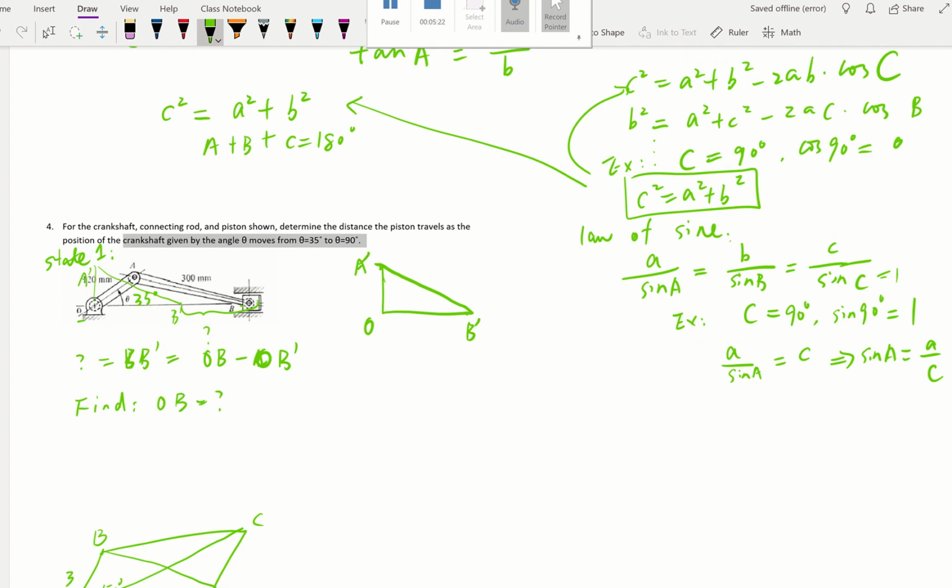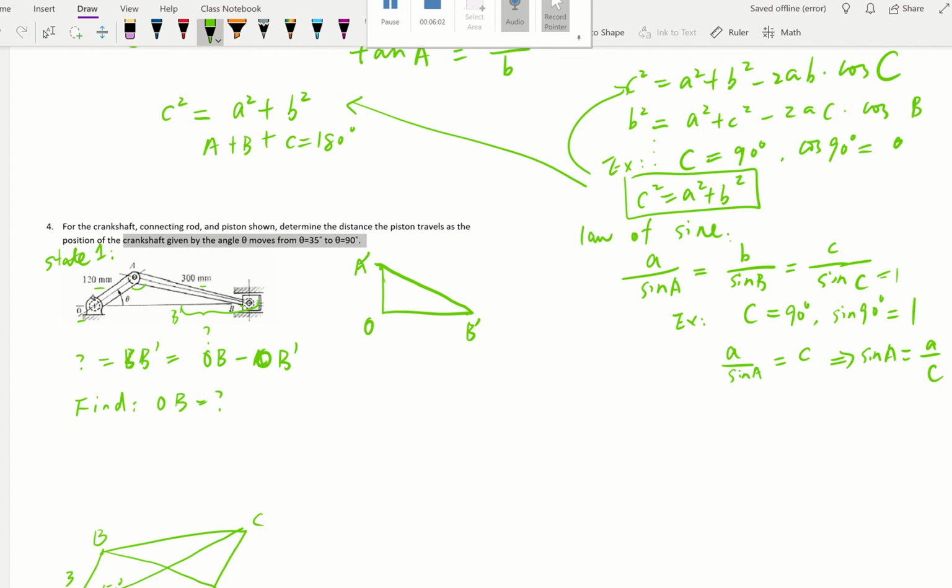So in this triangle OAB, do we know two sides and one angle? And this angle is not the angle between those two sides, so we cannot use the law of cosine just yet. However, we can find the angle using the law of sine, right? Then, once we have that, we can use the law of cosine. I guess that's the direction we're going.